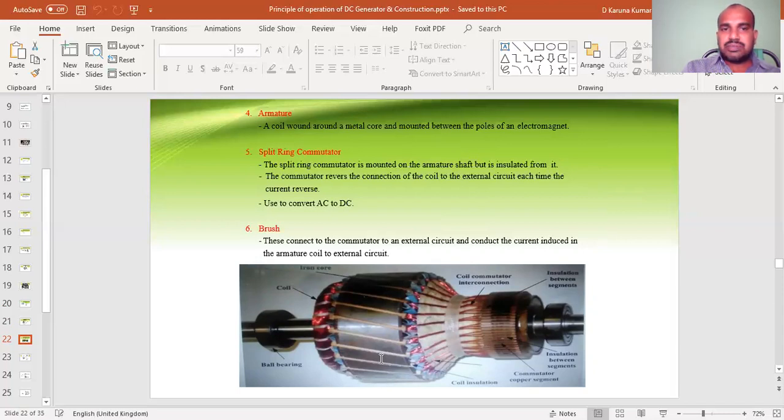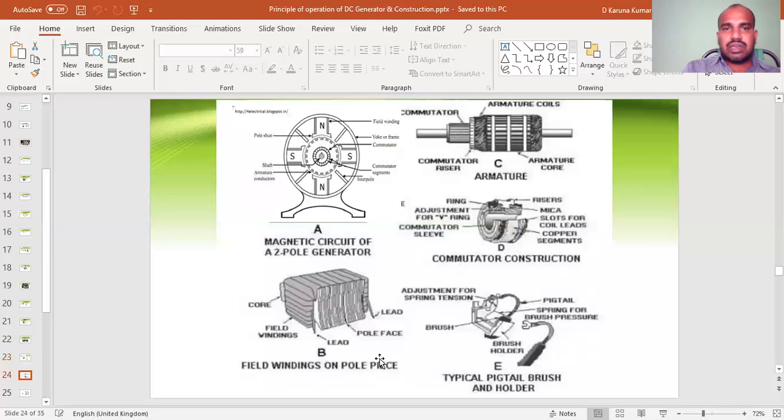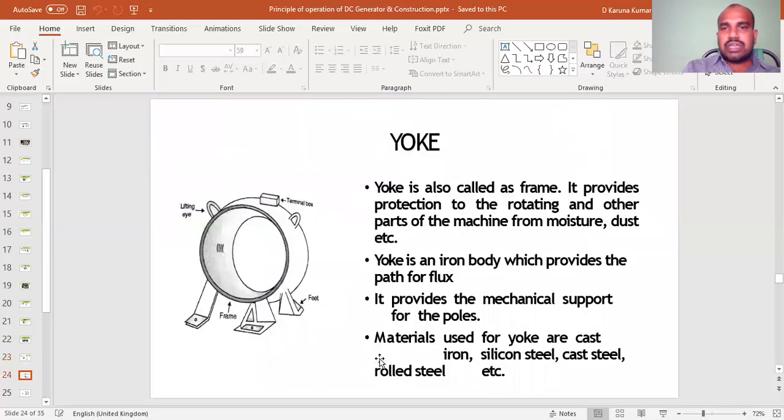The brushes are used to connect the commutator and the external circuits. They collect the current induced in the armature coil from the commutator and carry it to the external circuits.